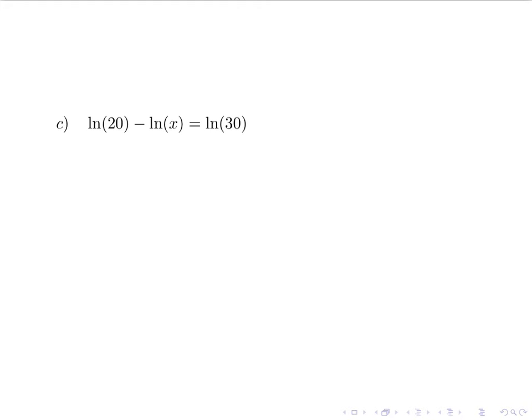How about ln of 20 minus ln of x equals ln of 30? So now we've got a logarithmic equation. These are really broken down into 2 types. Either every single term is a log, or there's at least one term that isn't a log. In this case, all of my terms are ln of something, so they're all logs. What you want to do is simplify each side into a single log. So the right-hand side is already a log, ln of 30.